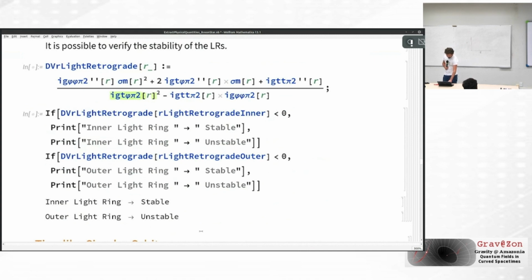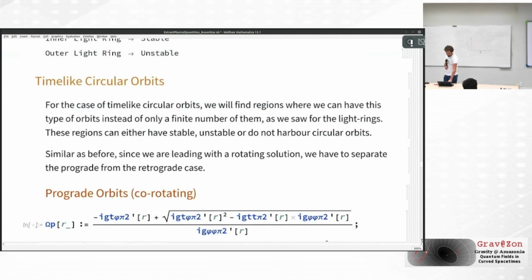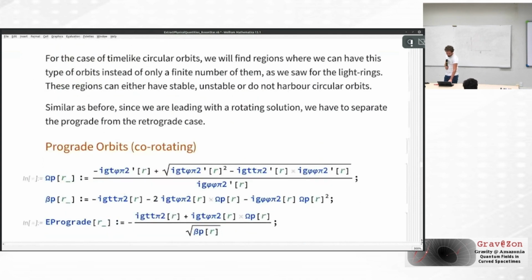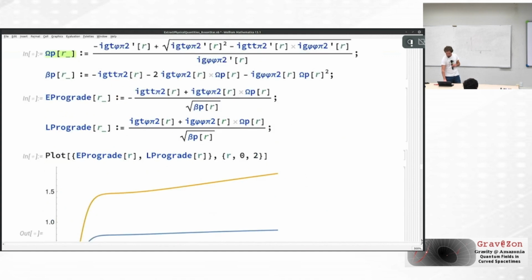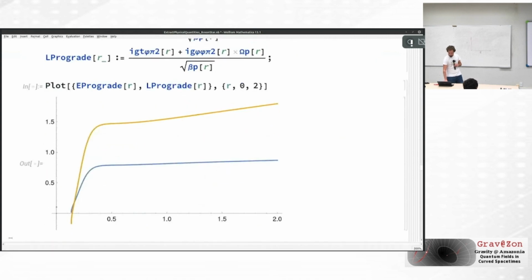Now, you can go further into the time-like orbits. Here there will be a few more functions. You can first compute the angular velocity of the time-like particle. This is for the prograde case, so a plus. You have here the beta function for the prograde case. And then you can define the energy and the angular momentum. You can then plot it, for example. And here you can see that this is well defined, but suddenly there's an inner region where you don't find any value for the energy and the angular momentum.